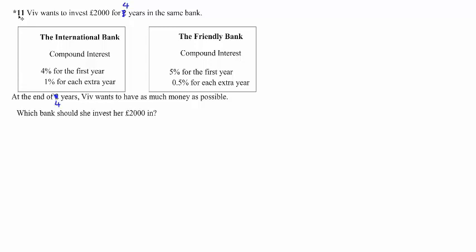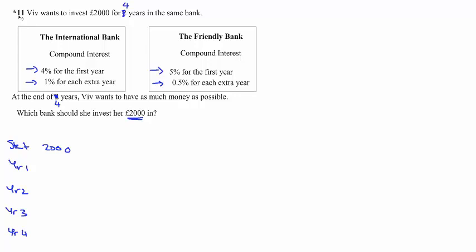There's this bank which gives you 4% for the first year and then 1% each year after, and there's another bank which will give you 5% for the first year and 0.5% each year after. Viv obviously wants to have the most money after 4 years, so which bank should she invest 2 grand in? So let's have a look at this. If I start with 2,000 here, so year 1, year 2, year 3, year 4, let's think about this.